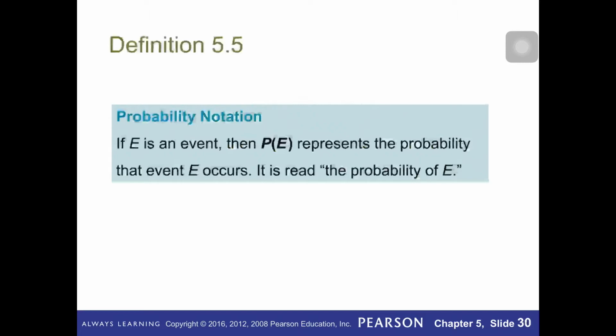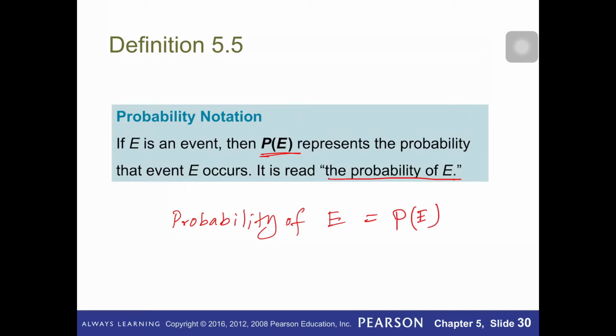If E is an event, E can be any event, then P of E represents the probability of E. We call this probability of E. That's how we pronounce this, probability of E. This is the probability notation.